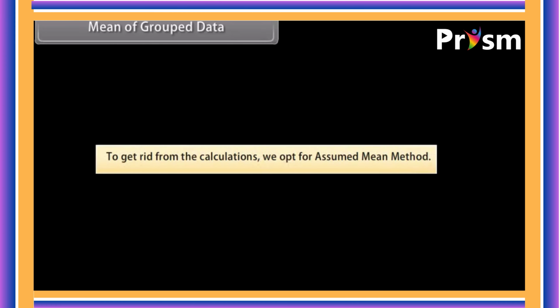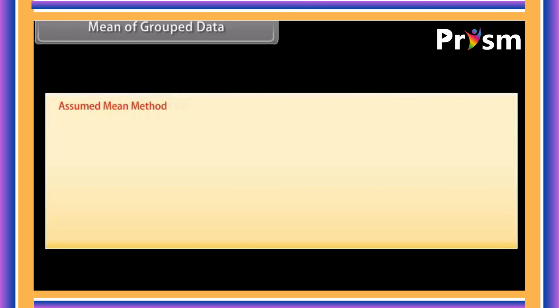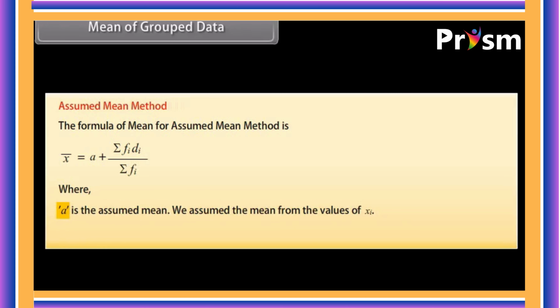Mean of grouped data. Sometimes the product of xi and fi becomes too large that this method becomes quite time-consuming. To get rid of calculations, we opt for assumed mean method. Assumed mean method. The formula of mean for assumed mean method is assumed mean plus summation of the product of fi and di divided by summation of fi, where a is the assumed mean. We assume the mean from the values of xi. di is equal to xi minus a.